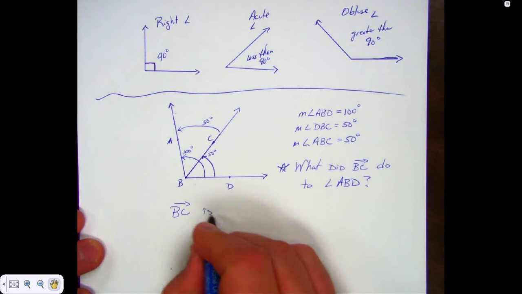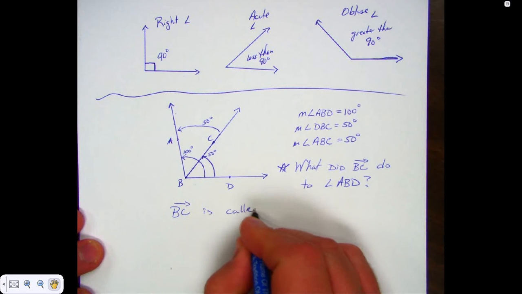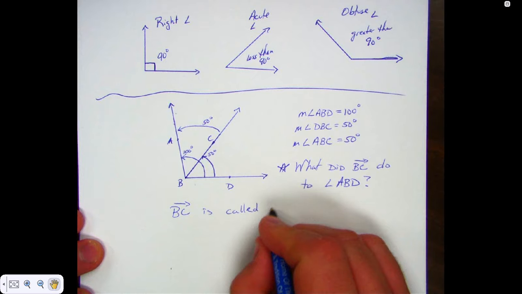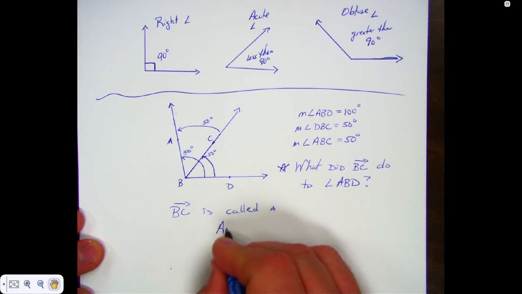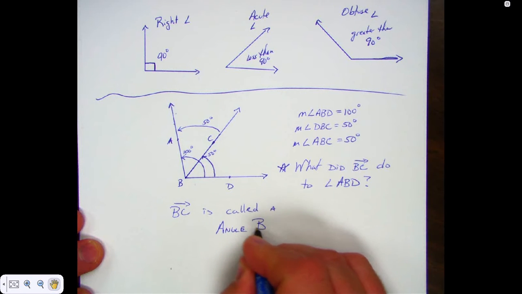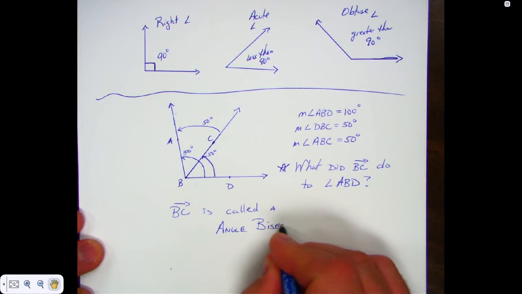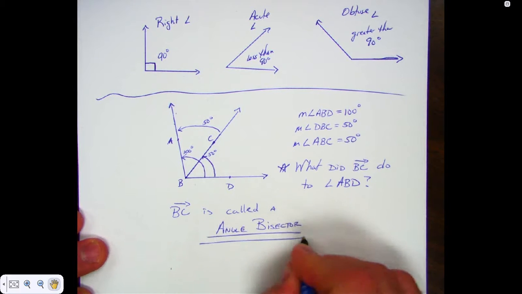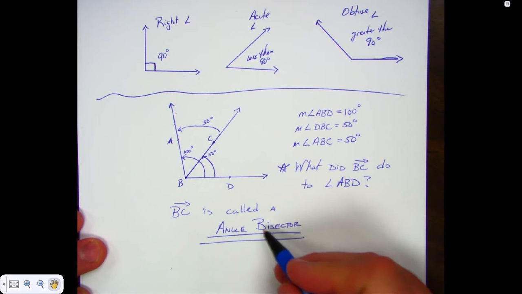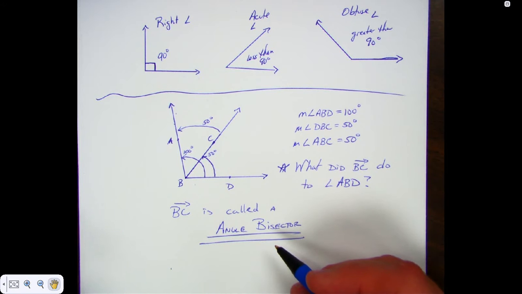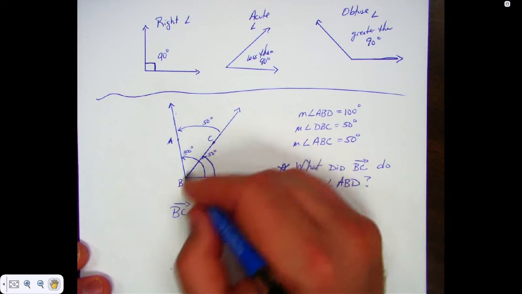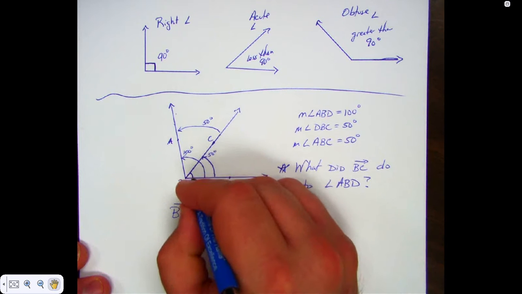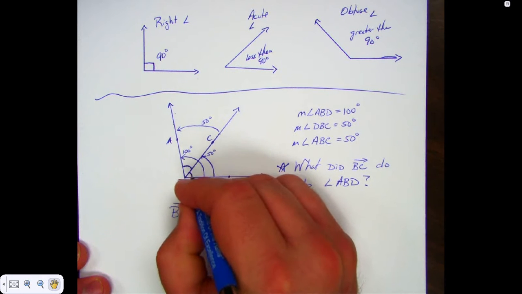BC is called an angle bisector. It's a word you're going to hear a lot here. Bisector. Bisect something. Bi means what? Two. Bisect means to cut it exactly in half. Not just to cut it into two parts, but to cut it exactly in half. So when they say something is an angle bisector, you know it's created these two congruent what? Angles.